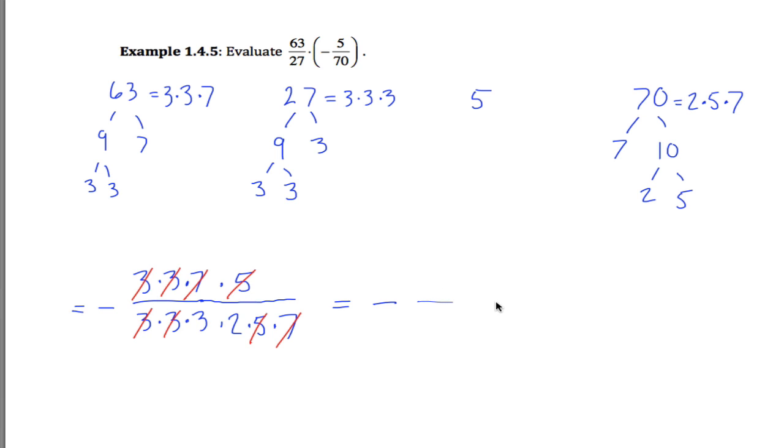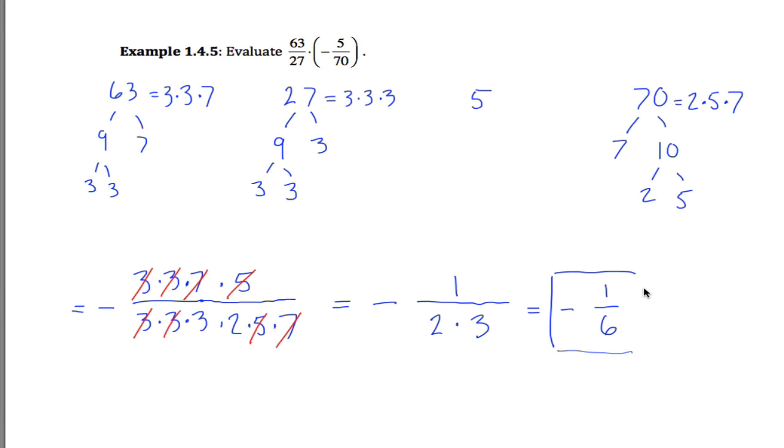In that case, where you've canceled everything out of the numerator, you're actually left with the 1. There's an implied 1 up here. And in the denominator, we're left with 2 times 3. So our final answer is negative 1 divided by 2 times 3. In other words, negative 1/6.